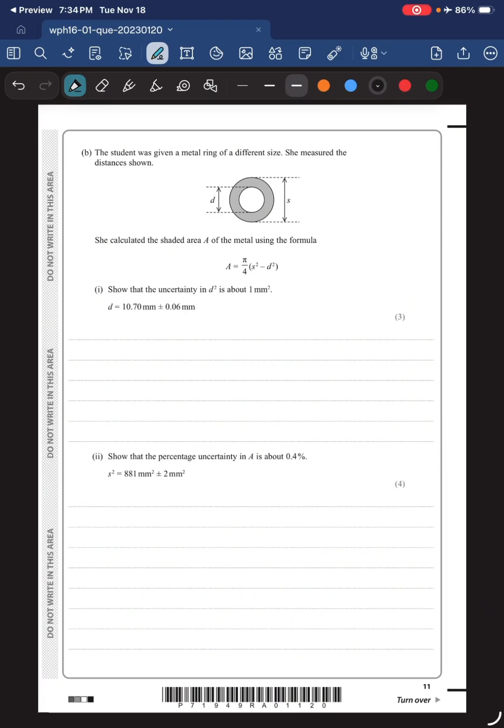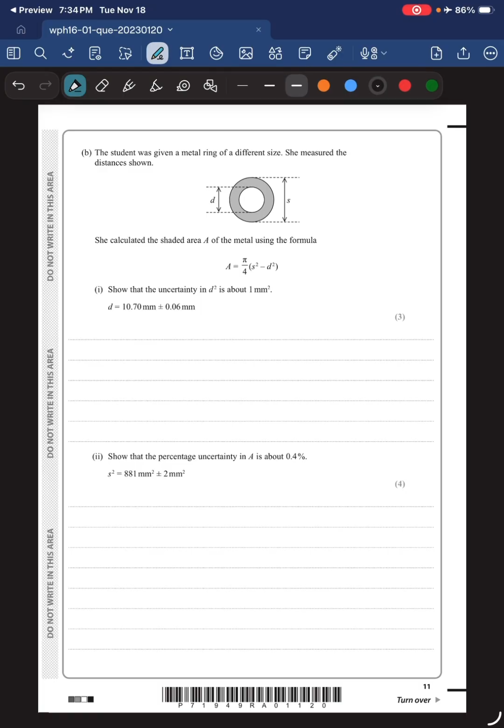B. The student was given a metal ring of a different size. She measured the distances shown. Okay, so that's the diameter of the inner ring of this part, the inner circle, the hole. And S is the diameter of the outer circle as we see it. She calculated the shaded area A of the metal ring using the formula.